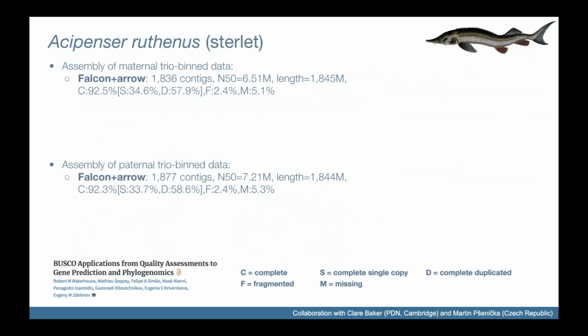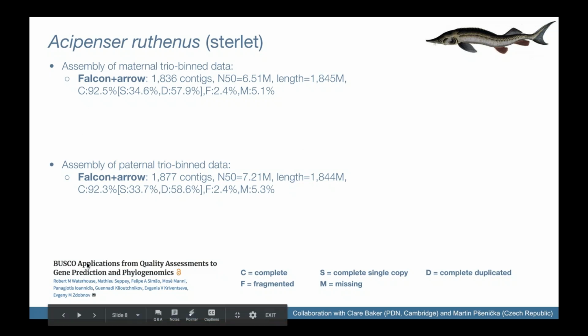So for the assemblies, assembling each of the parentally binned PacBio data separately, we get quite nice assemblies here. So contig N50 around 6 or 7 megabases. The genome size looks quite accurate, quite spot on.